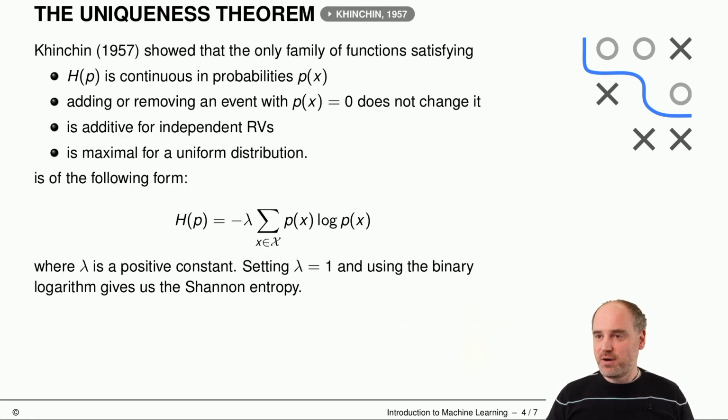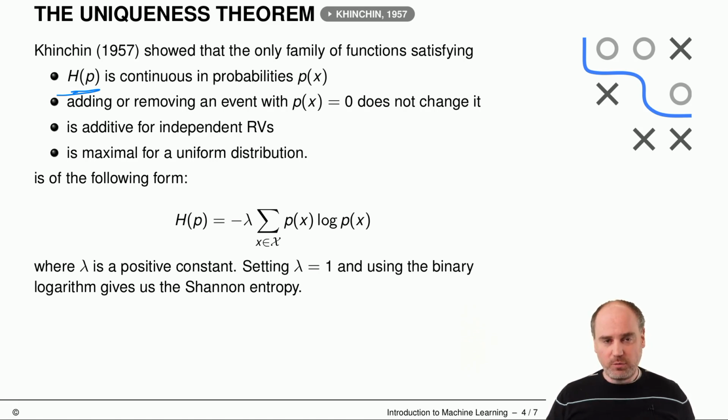Okay, as I said before, there's now also a very nice uniqueness theorem, which tells us that everything that we have defined up to here, which was mainly our basic definition of the entropy formula, is very reasonable, and we don't really have a lot of different choices. So Khinchin showed in 1957 that there's basically only one family of functions which satisfies the following axioms. Let's assume we want to introduce some measure of uncertainty which acts on a probability mass function.